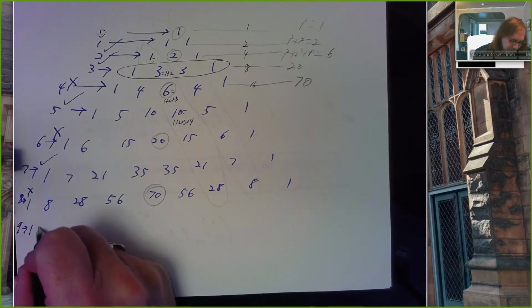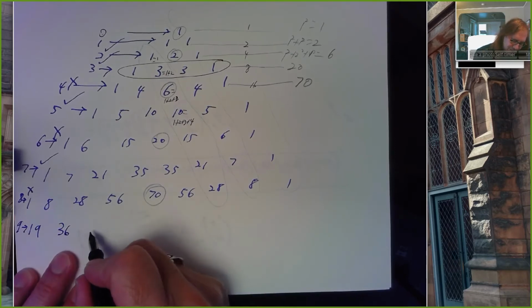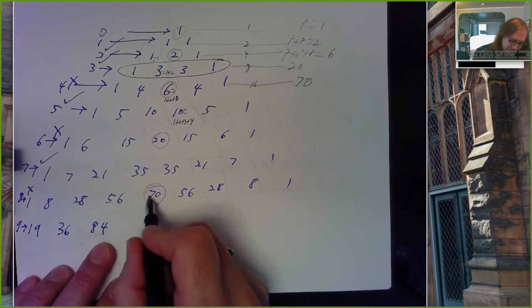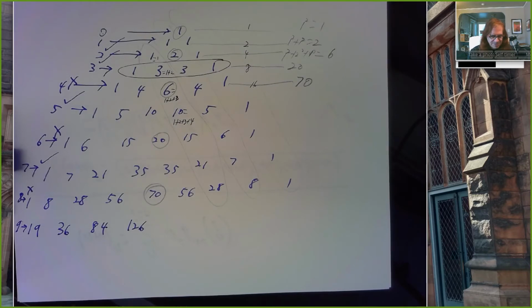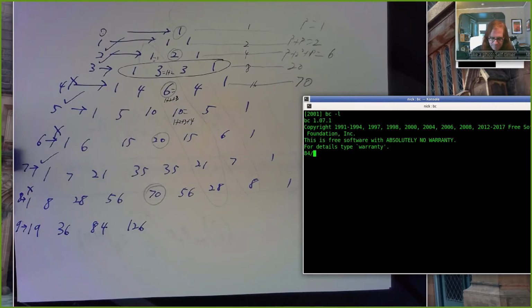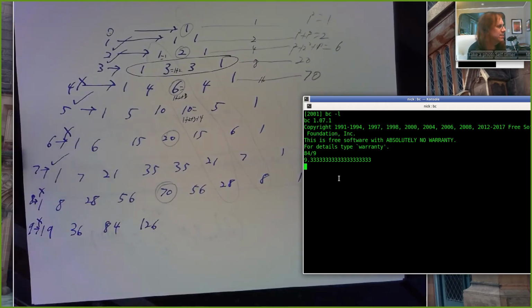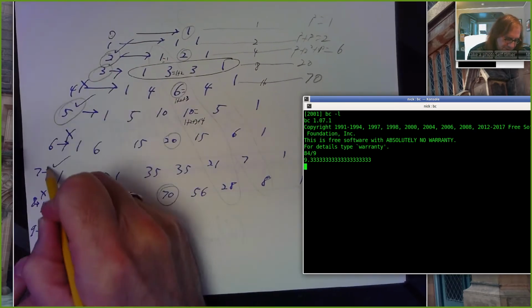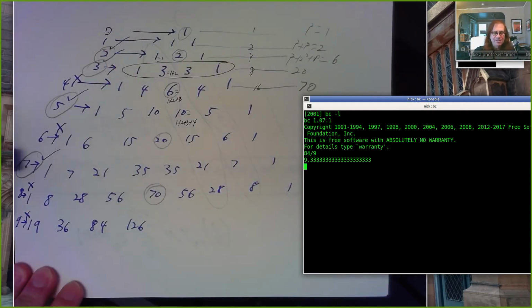And if we were to go down to row 9, 1, 9, and 36, and 84, and 126, and I'm pretty sure, let me check. Yeah, 84 is not divisible by 9. So this is not divisible. So which ones are divisible? 2, 3, 5, 7. It's the prime numbers. So in row R, all the numbers in the middle are divisible by R if and only if R is prime.